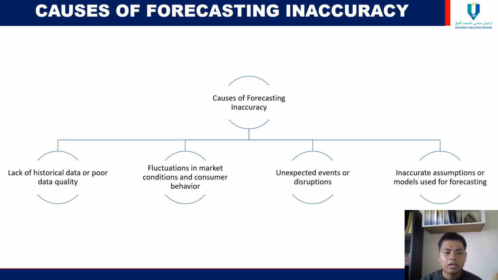And then we go to lack of historical data or poor data quality. Insufficient historical data can hinder accurate forecasting, especially for new products or markets. Poor data quality, such as missing or inaccurate data, can lead to flawed forecasts. And third, the importance of data collection and data management practices to ensure a reliable data foundation for forecasting.